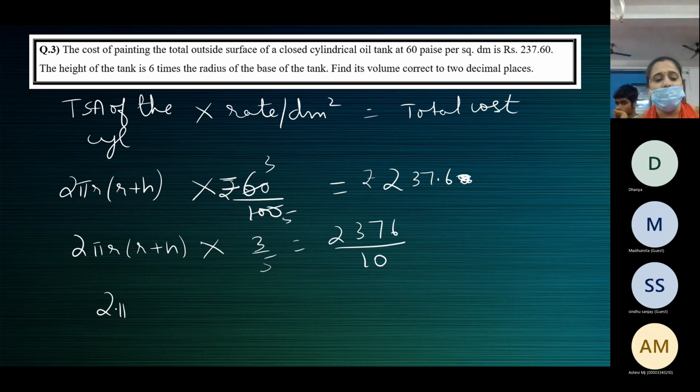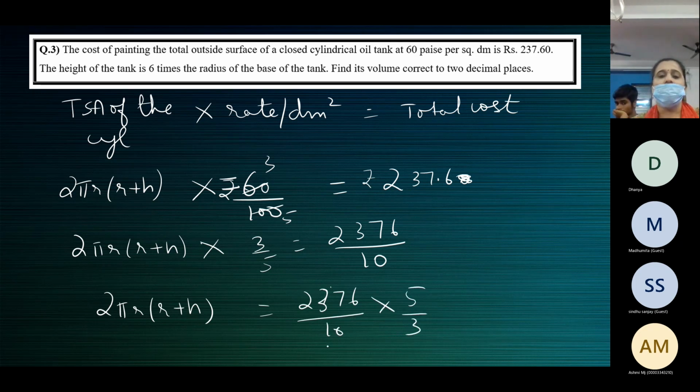Now 2 pi r into (r plus h) is equal to 2376 by 10 into 5 by 3 into 5 by 3. So this is 5 ones are 5, 5 twos are 10, then 2 ones are 2, 8 8s are 16, 17. Yeah, this is also divisible. 3 ones are 3, 3 threes are 9, 3 nines are 27, 3 sixes are 18, 396.